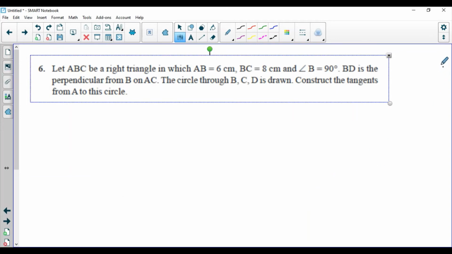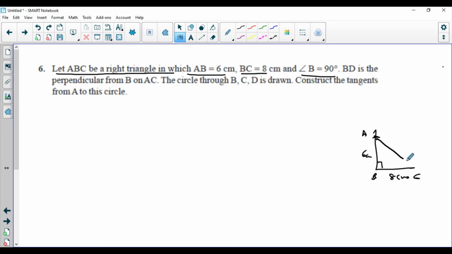Question number 6. Let ABC be a right triangle. Means one angle will be 90 degree. AB length is given, BC length is given. Okay. B is 90. So suppose this is BC. BC we will draw 8 centimeter. Okay, this B will be 90. Then this A will come 6. This is A.